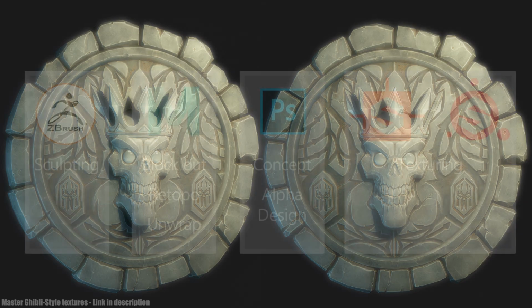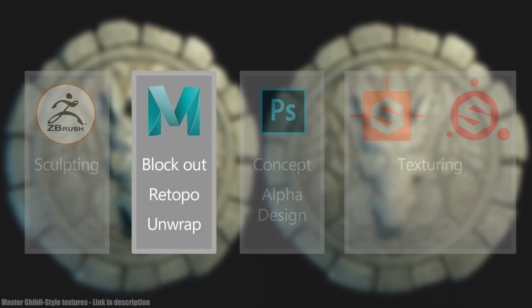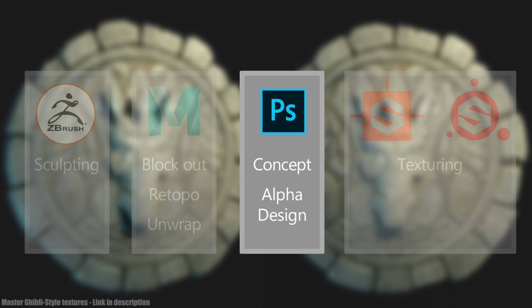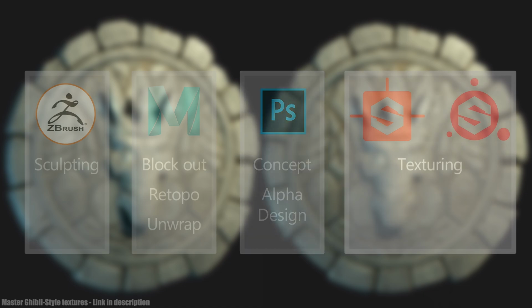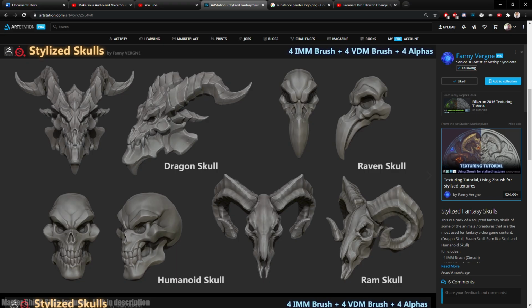For this project, the software includes ZBrush for sculpting the rock and the skull, Maya for the blockout, retopology, and unwrapping, Photoshop for the concepting and the alpha design, and Substance Designer and Substance Painter for texturing. For starters, I'd like to say the inspiration for this piece came from Fanny V and her Stylized Skull. I wanted to challenge myself to see if I could recreate her work, but in my own way.